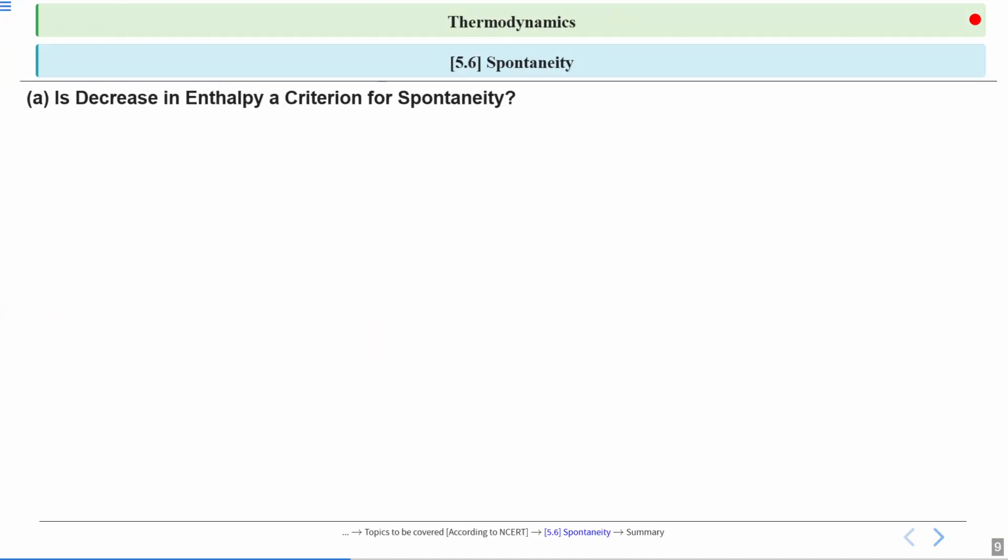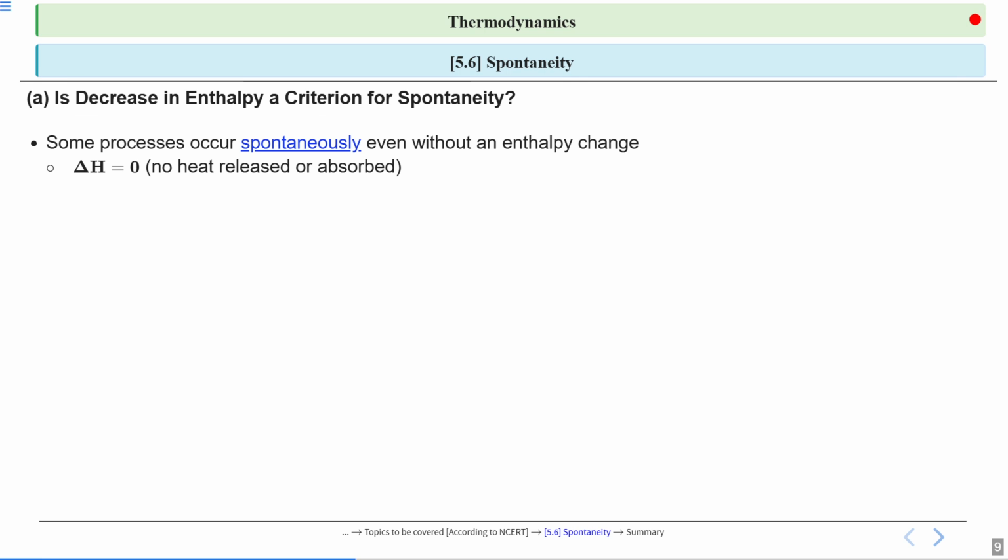And what is that case? That case is for delta H equals 0. For some reactions, we will observe that there is no enthalpy change during the reaction. Okay, so delta H equals 0, but still the reaction is spontaneous. Got it? So what I am saying is that during the reaction, no heat is released and no heat is absorbed, but still the reaction is spontaneous.